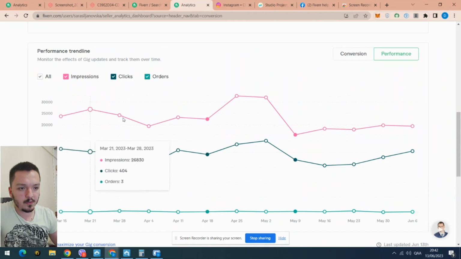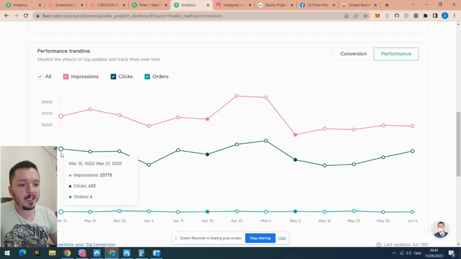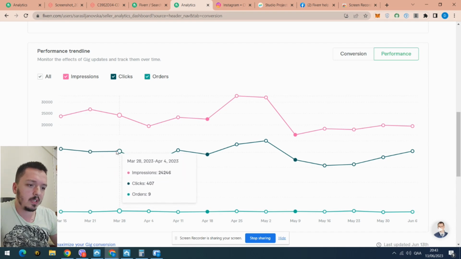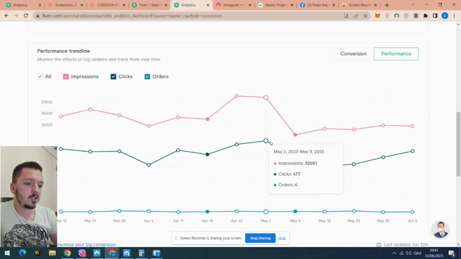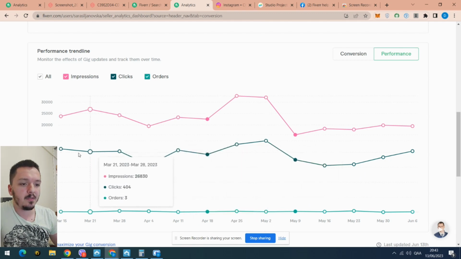So this is from impressions into clicks. How many people click your gig among all this big competition? You can see my clicks are 400 here, 400 again, 400 this week, 300 this week, 400, etc. So it's around 400 every week.